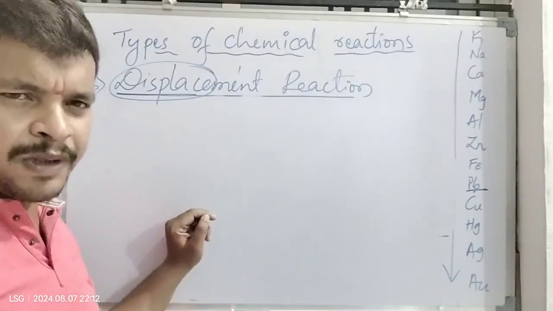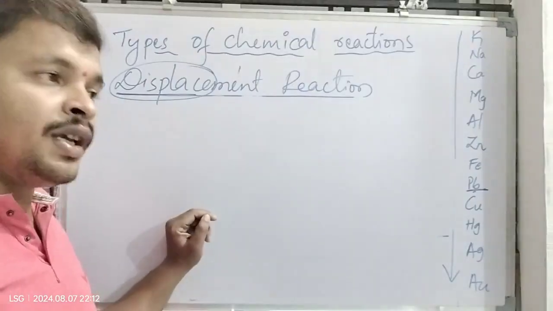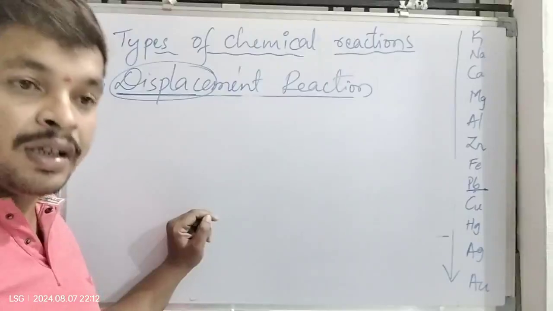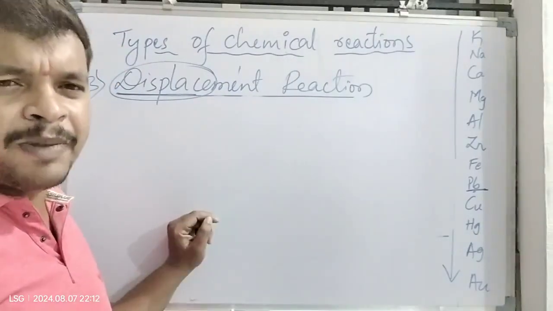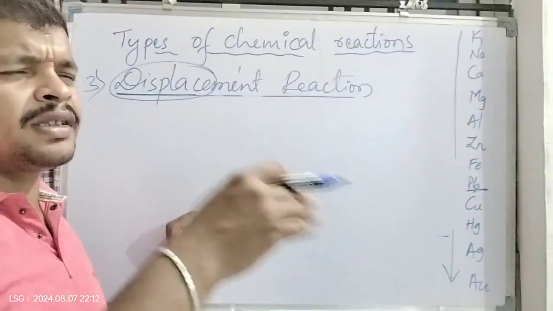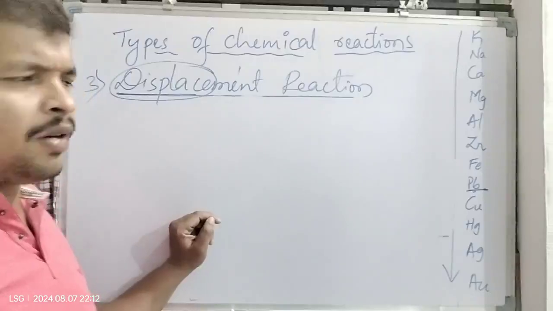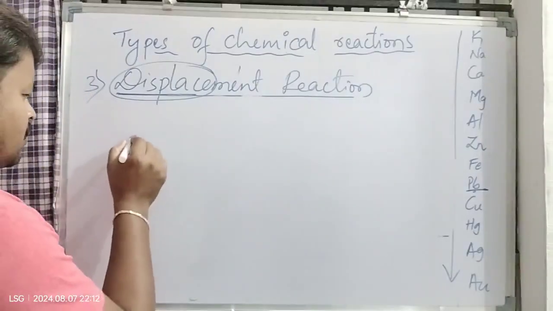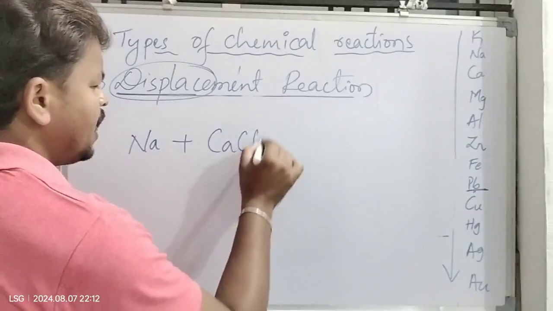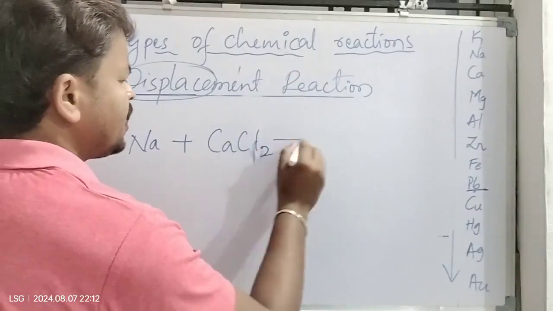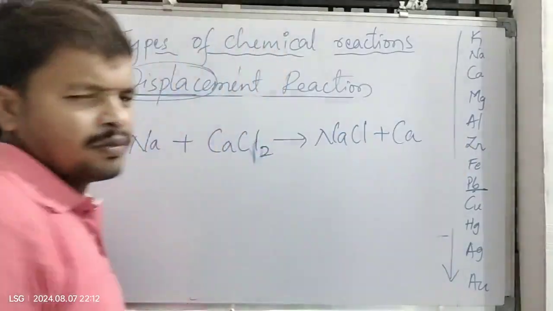Displacement, displacing, means what? Changing the place. In a chemical reaction also, some things are going to be displaced, means some of the reactants or products are going to be displaced. How is it? Suppose I give you one example. Sodium reacts with calcium chloride to give sodium chloride and calcium.